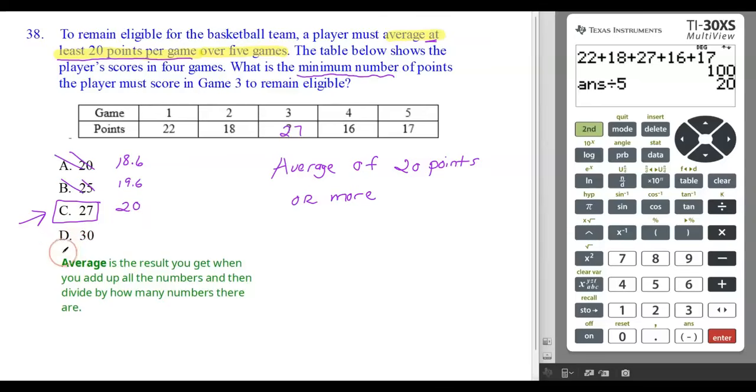Now, some students have asked me, why is D not the answer? Because if you plug in 30 here, his average will be above 20 points. The reason D is not the answer, even though it works, if he scored 30 points in game 3, he would be eligible, is in the final question, it says, what is the minimum number of points? So the minimum number, the smallest amount of points he needs to score in game 3 is 27 points to remain eligible.